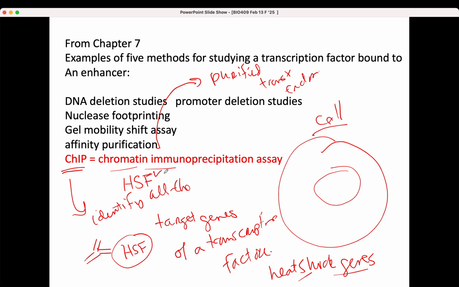That's why it's called immunoprecipitation. And what you're going to do is use an antibody to pull down that HSF in a test tube after the experiment has been started.